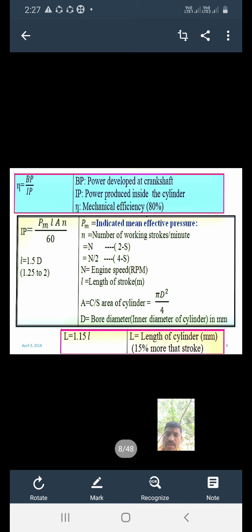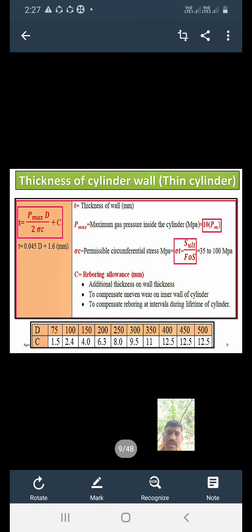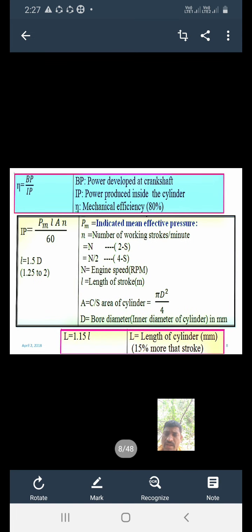Then the materials used for the cylinder liner are gray cast iron, alloy cast iron, containing nickel chromium, and nickel chromium molybdenum cast steel. The cylinder liners are heat treated from inside and then finalized by the honing operation. We are doing the honing operation.